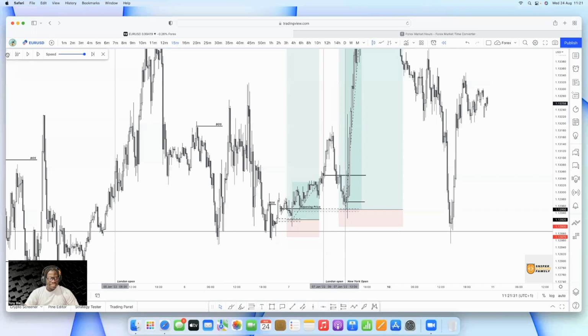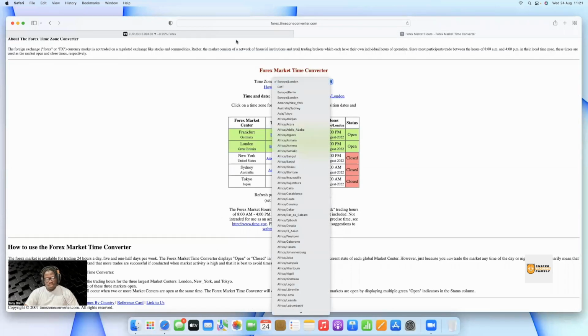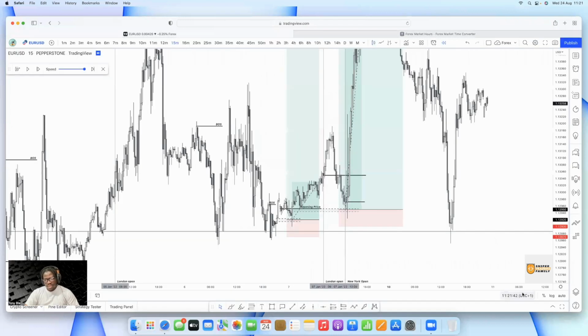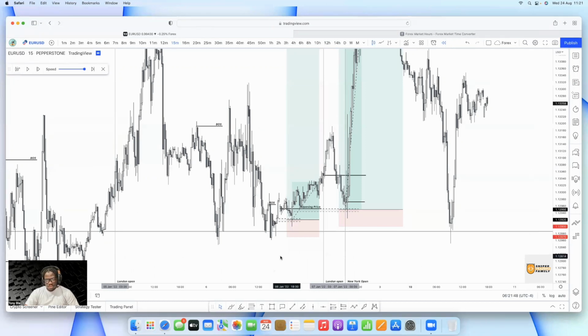Oh, sorry, this thing is hiding it. EURUSD, 15 minutes. All right. So that is how you can check. If you change this to New York, whatever time zone you want to use, New York is -4. Once you click on -4, it's going to change everything.